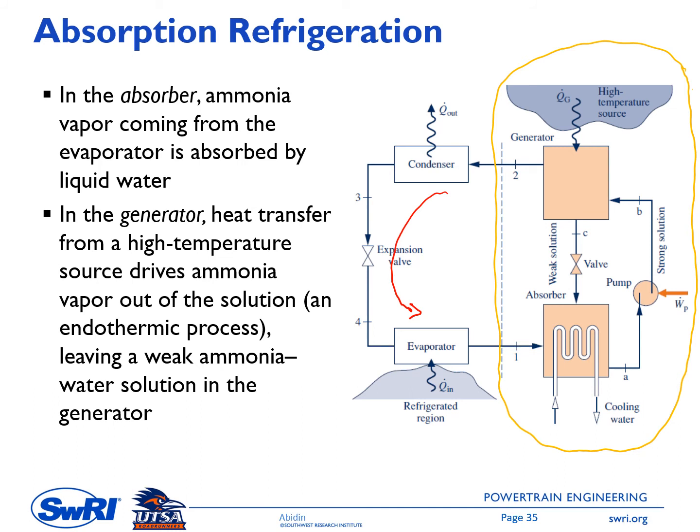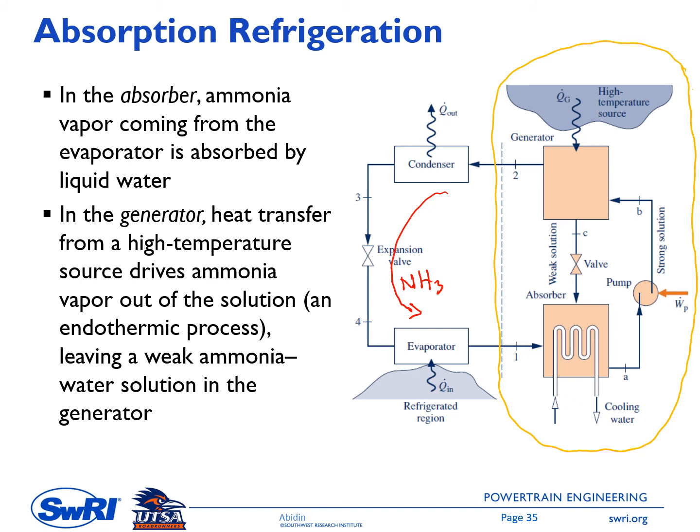The first component here is what is called the absorber. In the absorber, assuming that in this case we have ammonia and water as the working fluid, ammonia vapor coming from the evaporator is absorbed by the liquid water. Once again, on the left side we have ammonia, NH3, as the working fluid, and on the right side we have water. So on the left side, the way the condenser, expansion valve, and evaporator work is the same as for the standard vapor compression refrigeration system.